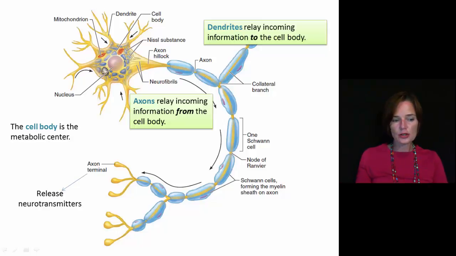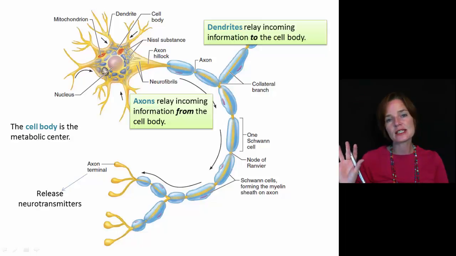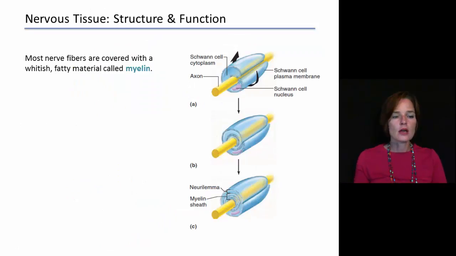The axon terminals, which are found at the very end of this long projection, are ultimately releasing the neurotransmitters. When they release the neurotransmitters, that is sending the signal out and conveying it to some neighboring neuron or neighboring motor organ. Most nerve fibers are going to be covered with a whitish fatty material, and that is what we call myelin.